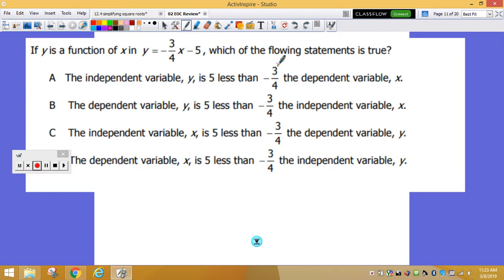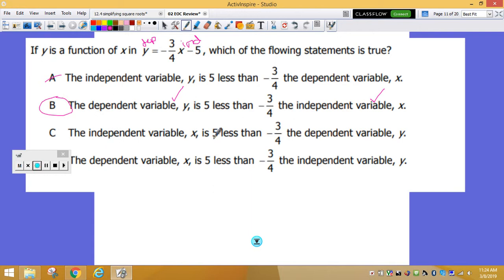All right, which statement is true? Well, let's figure out what's independent and what's dependent. The x is going to be the independent because it's in the equation. The y is going to be the dependent. So let's see which one says that. A says the independent variable y. Well, that's not right. We said y was dependent. The dependent variable y, that's right, is 5 less than negative 3/4 the independent variable x. That's right. So B would be the answer here.